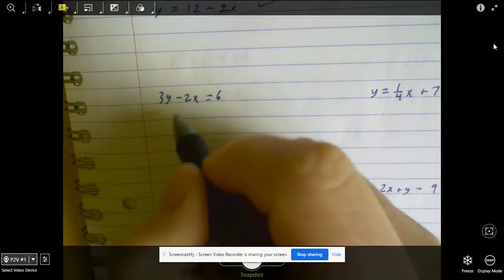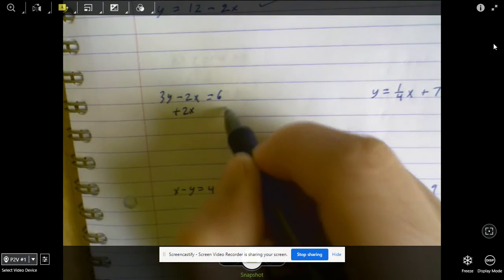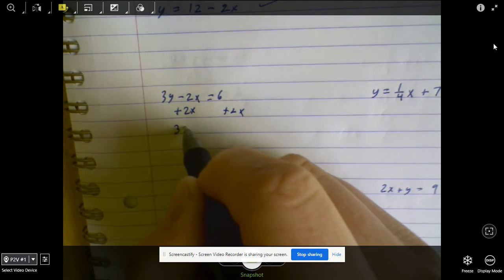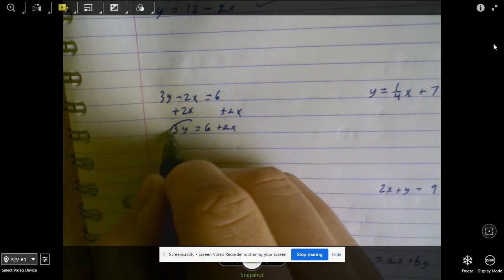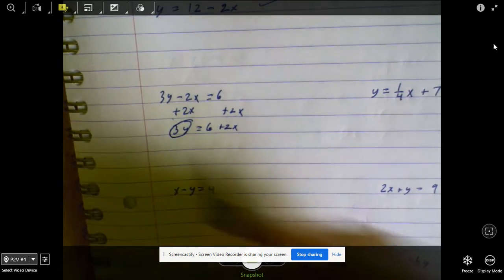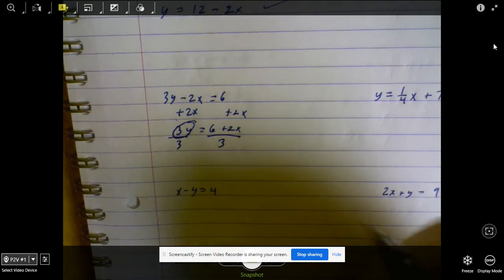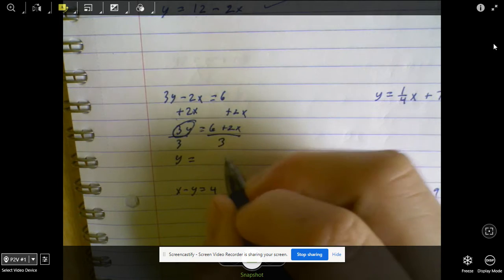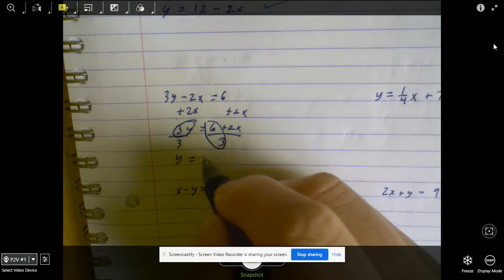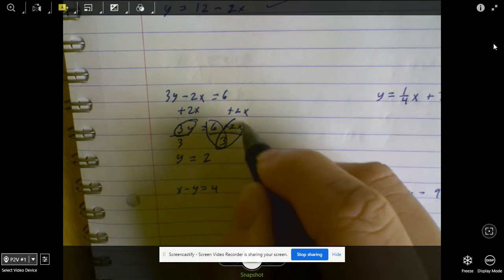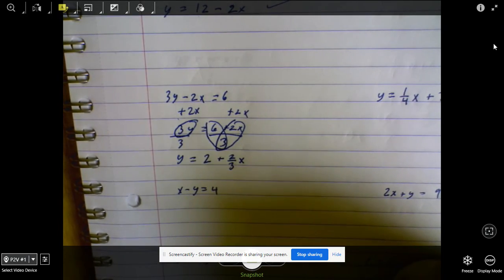So another one here, standard form, we need to put into the other form. So what I want to do is add the 2x, add the 2x. 3y is equal to 6 plus 2x. And now I have this 3 as a coefficient, so I need to get rid of that. That's being multiplied, so now I divide by 3. So y equals, and everything's going to divide by 3. So 6 divided by 3 gives me 2. 2x divided by 3, and we can just leave that as a fraction, 2/3.